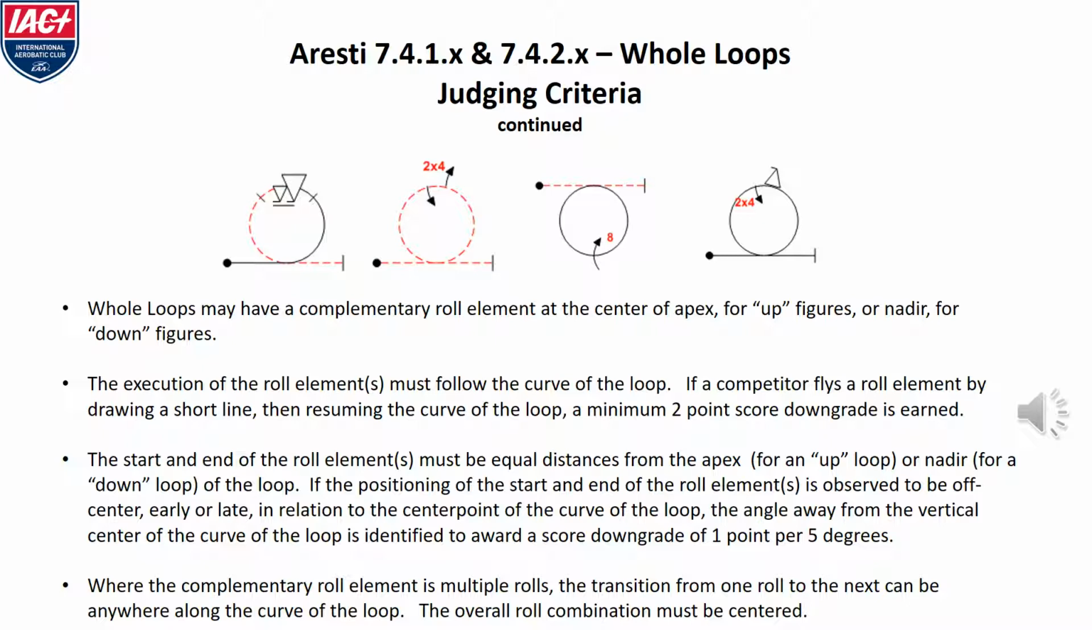If the roll element or roll combination is off-centered, the score downgrade is 1 point per 5 degrees off-center. And where the complementary roll element is a roll combination, the transition from one roll to the next need not be centered. The overall roll combination must be centered.